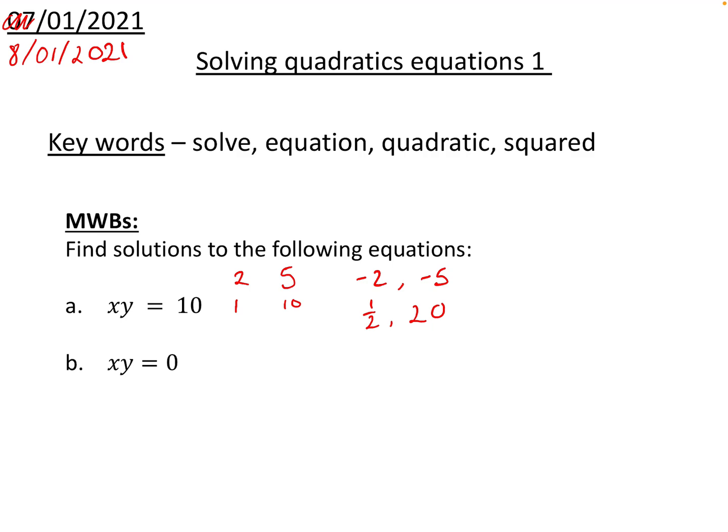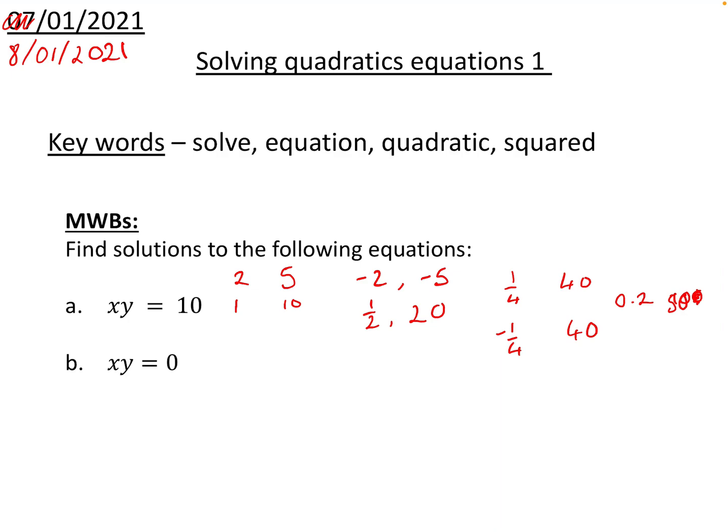So you could have had lots and lots of options, and what you would have found eventually is actually there are infinite solutions to this. I could keep changing them ever so slightly. I could have 1/4 and 40. I could have -1/4 and 40. I could have 0.2 and 50. That would also work. Okay, there are infinite solutions to that first one.